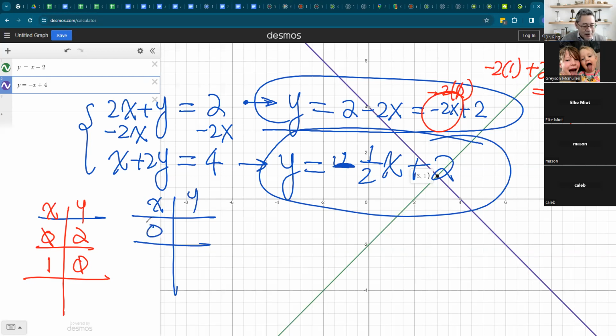And then we got the other one, that's when x and y. When x is 0, that's easy. This times 0, 0, we got 2. And if we do 1, then we got negative half. So you're dealing with fractions. And to avoid that, you can just set x to 2. Then negative half times 2 is negative 1 plus 2 is 1. So knowing those 2 points, you just graph them and you find the intercept point. Okay, are we good here?